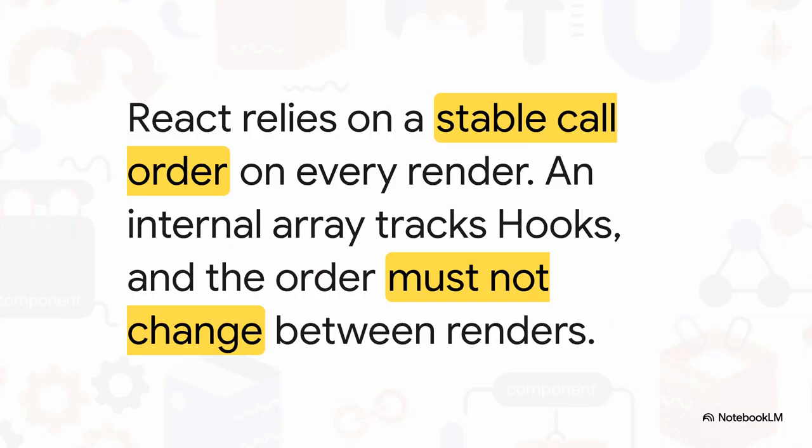Well, it's because of how React keeps track of state behind the scenes. It's actually surprisingly simple. For each component, React maintains an array of state slots. The first time your component renders, when you call useState, that gets the first slot in the array. Your second hook call gets the second slot, and so on. On the next render, React relies on you calling those hooks in the exact same order so it can hand you back the state from the correct slot.